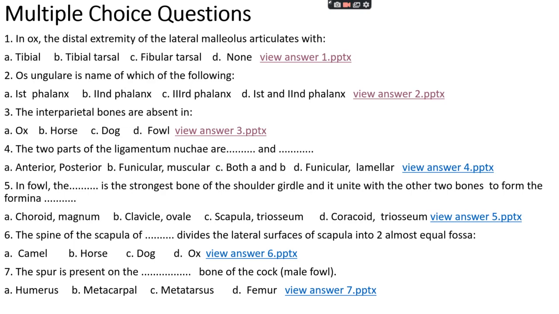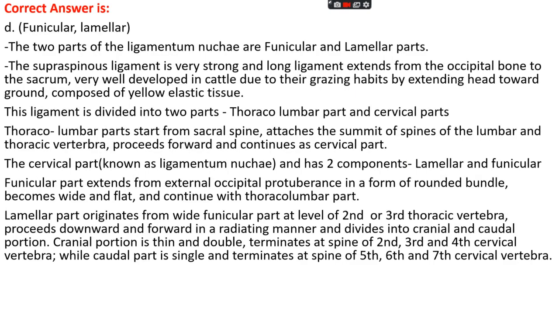Okay. Question number four: the two parts of the ligamentum nuchae are option A, anterior and posterior, option B, funicular and muscular, option C, both A and B, option D, funicular and lamellar. The right answer is option D, that is the funicular and lamellar part. The two parts of the ligamentum nuchae are the funicular part and the lamellar part.